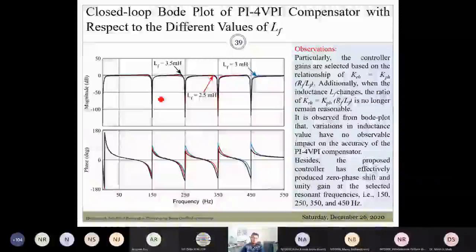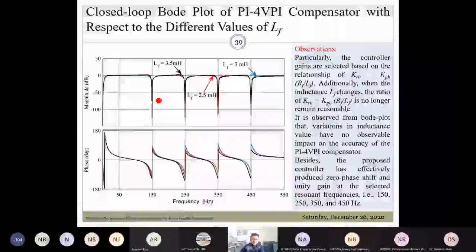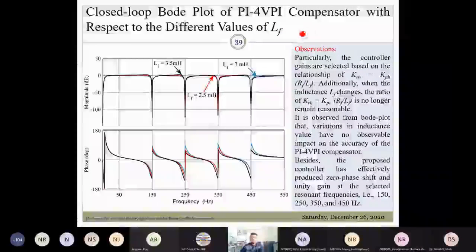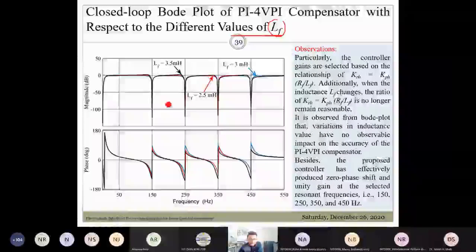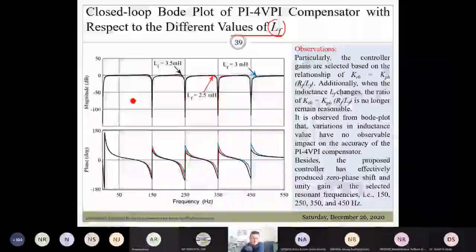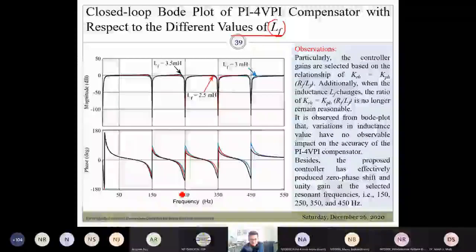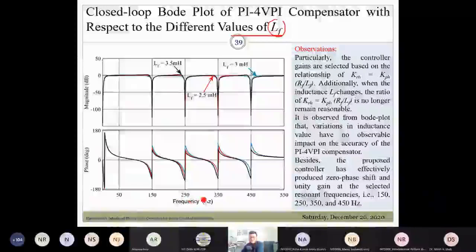Subsequently, I have studied the behavior of this PI 4VPI compensator against the change in inductance. Three different values of inductance are considered: 3.5 millihenry, 3 millihenry, and 2.5 millihenry. Even at the different values of inductance, there is no change in the damped responses. They still offer infinite gain at the resonant frequencies of interest, that is 150, 250, 350, and 450 Hertz.